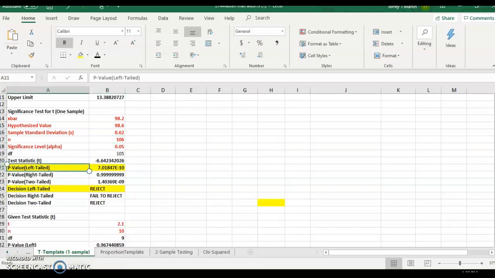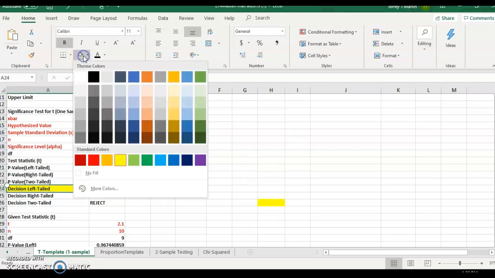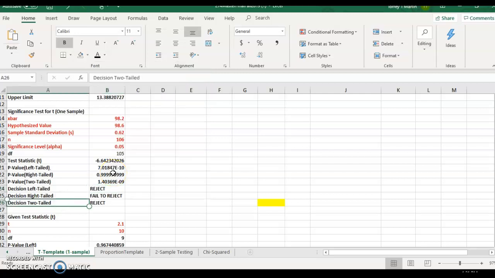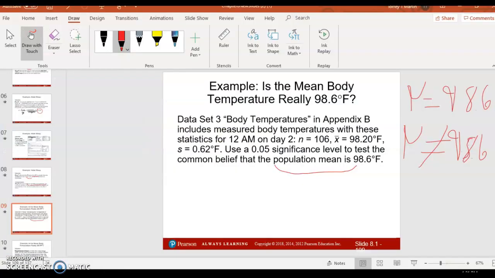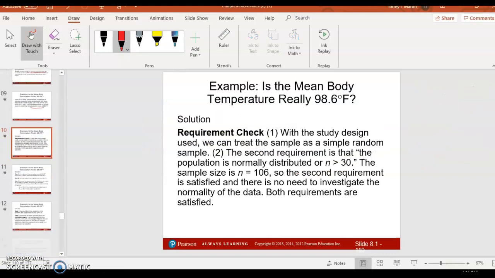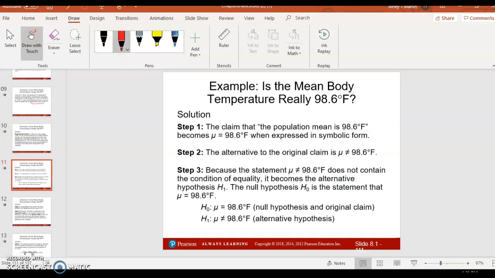Alright, so instead of looking for the left tail, we're looking for a two-tail test. So we want this guy, which tells us that we need to reject the null. So following back through the slides, again, they're just talking about the requirements. You can pause if you want to look at that. Okay. So again, we already have the claims that we have.